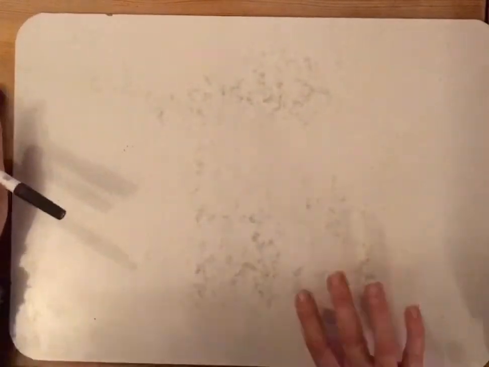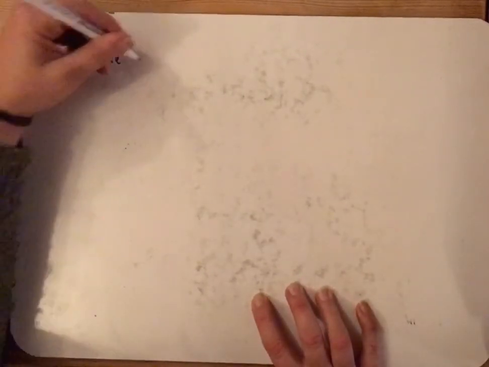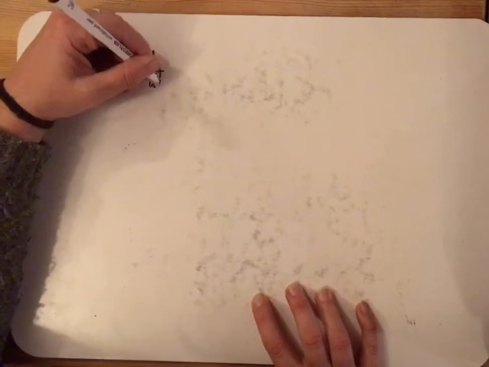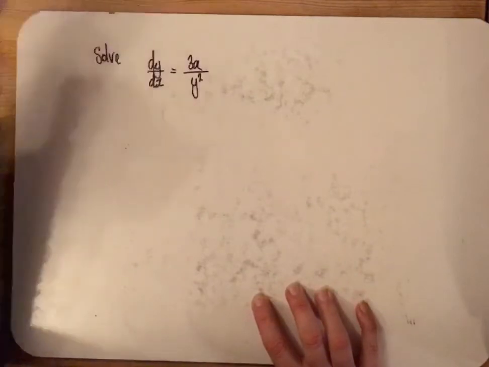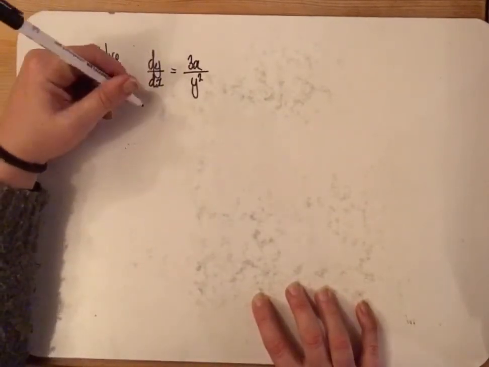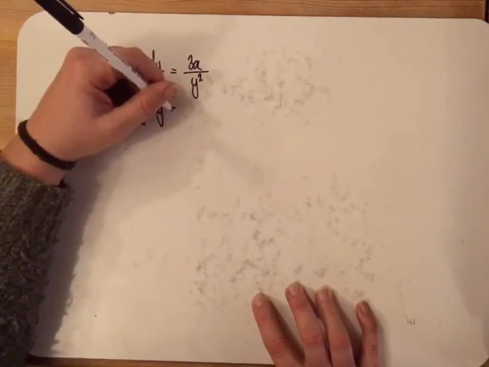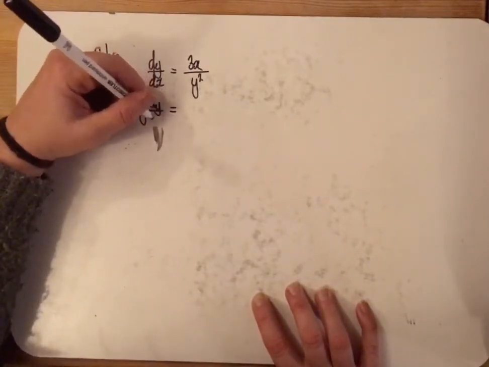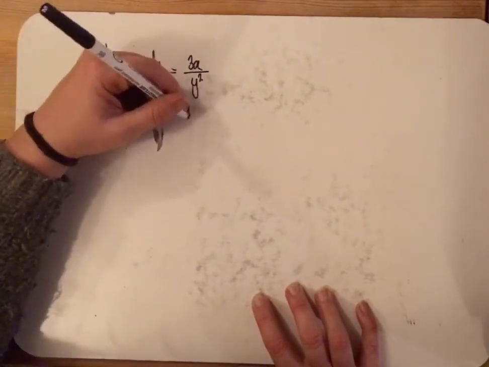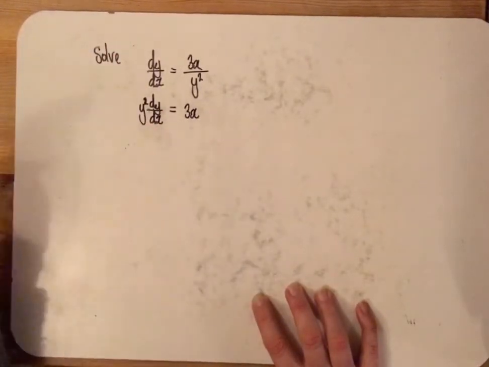Right, one more. So in the same vein, I can solve dy dx is equal to 3x over y squared. So I want all the y's on the left hand side, so I can times by y squared. And, sorry, that's still a dy dx. I've got 3x there. And then you integrate both sides with respect to x.